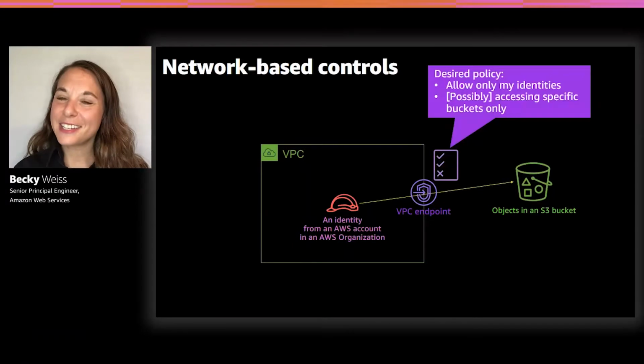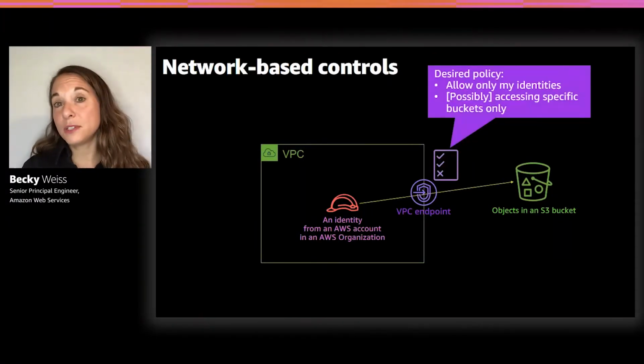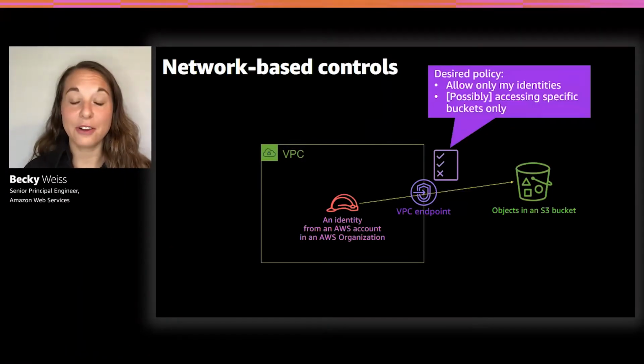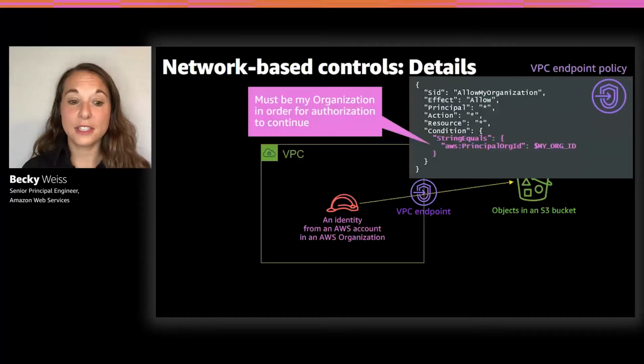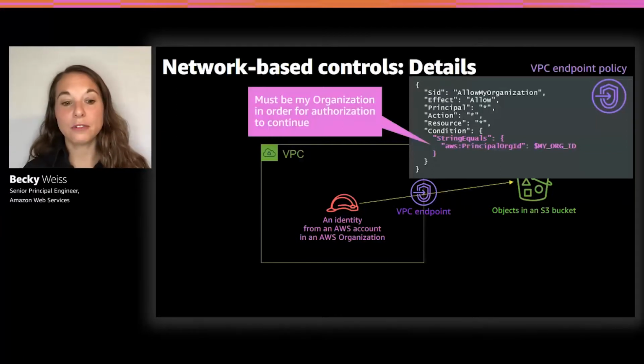But you can also do that on the network. The network is another boundary you own. You're probably using a VPC endpoint to reach S3 from your virtual private cloud, and that has a feature called a VPC endpoint policy where you can make assertions saying only my identities and optionally only my resources. I'm going to show you an example here where it's only my identities. I'm just going to show you that part here.